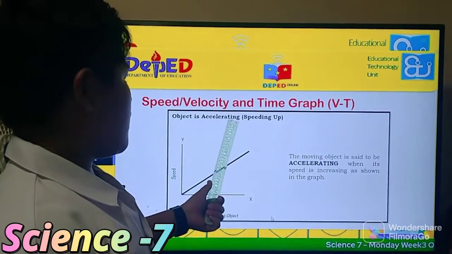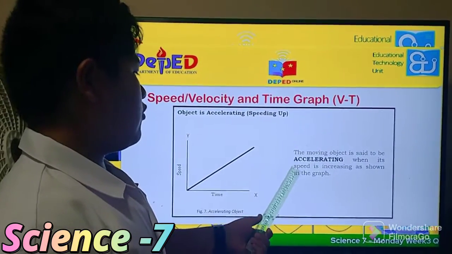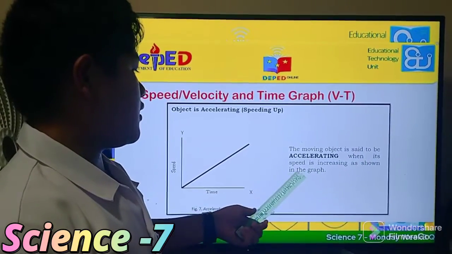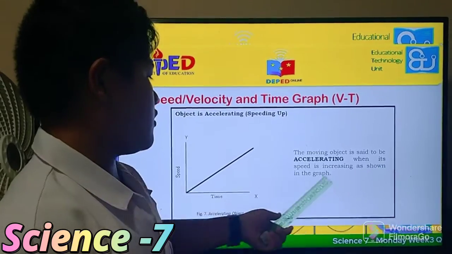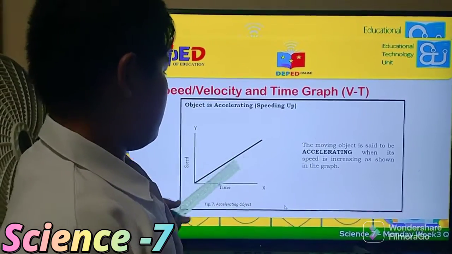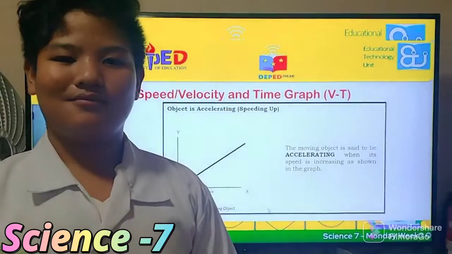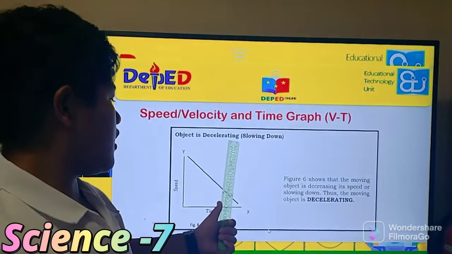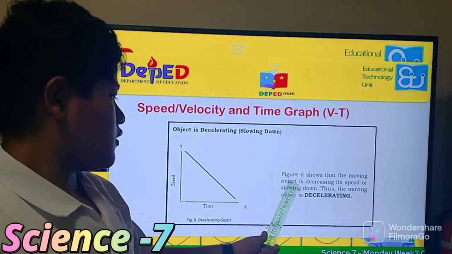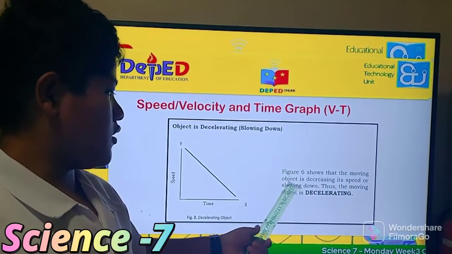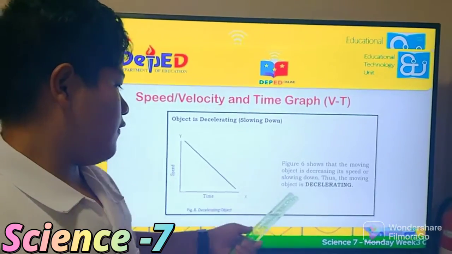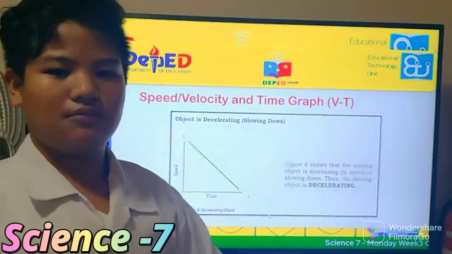Object is accelerating or speeding up. The moving object is said to be accelerating when its speed is increasing as shown in the graph. Object is decelerating or slowing down. Figure 6 shows that the moving object is decreasing its speed or slowing down. Thus, the moving object is decelerating.